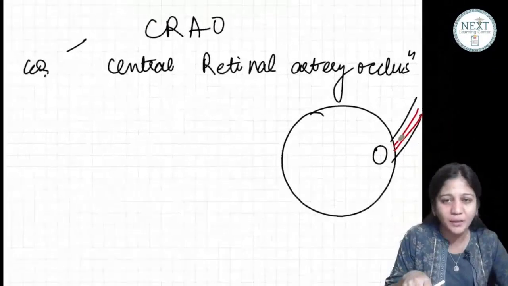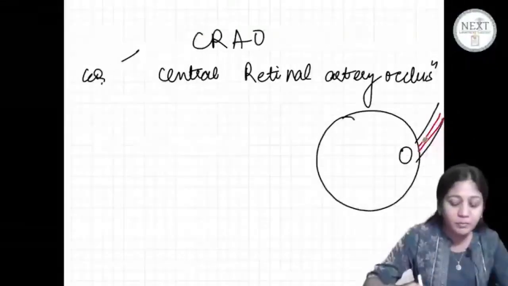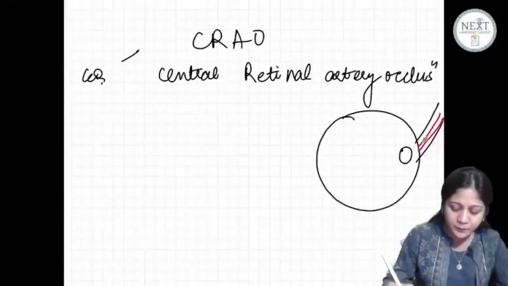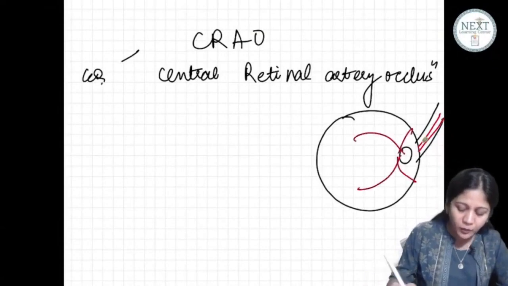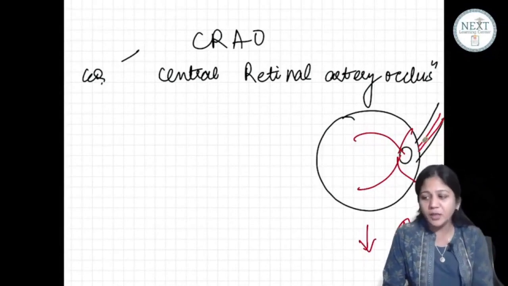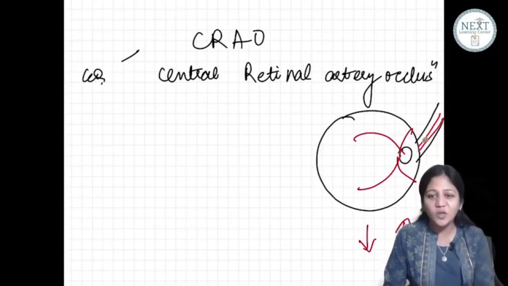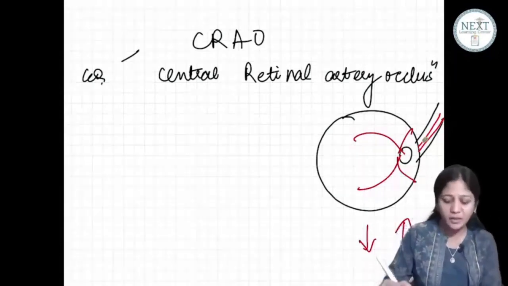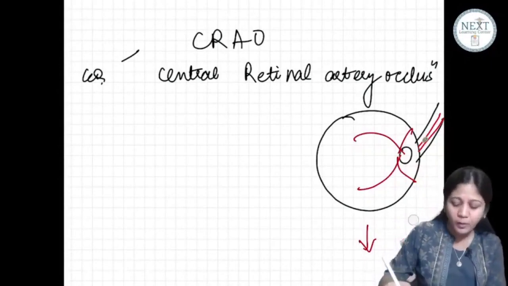Okay, so what will happen? There's a total cutoff of the blood in the central retinal artery. So what will happen to the blood flow here? Less blood or more blood? Now this time the direction of blood flow is towards the retina. So very, very good. There will be no blood.